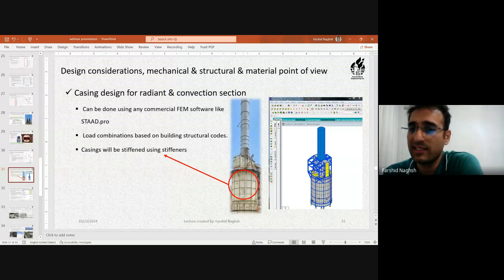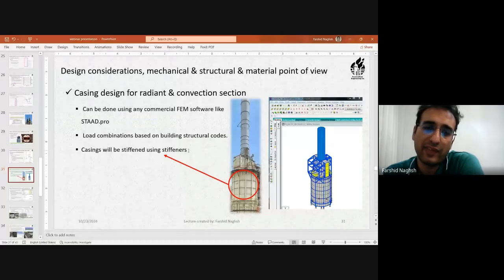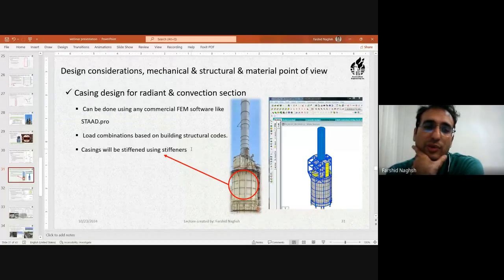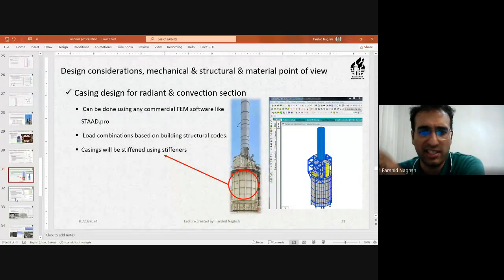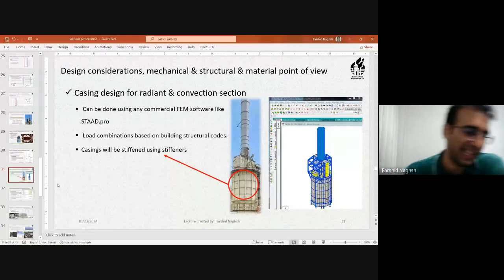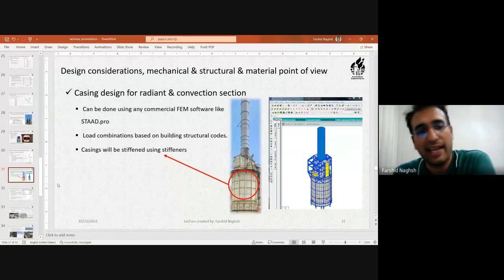Radiant section, convection section, and stack. Also, we have a nominated code for the stack design, which I will introduce in the following slides, which is ASME STS-1. Also, API 560 has an annex dedicated to stack design.